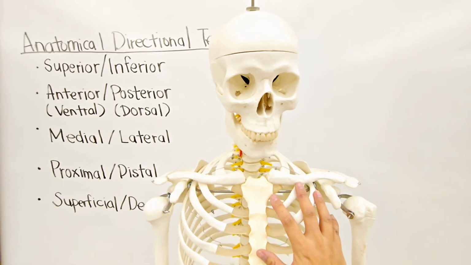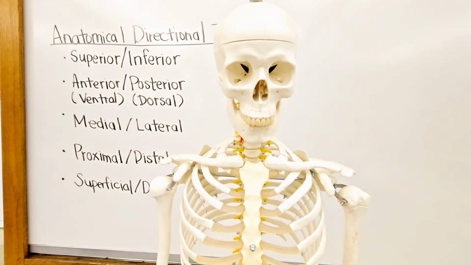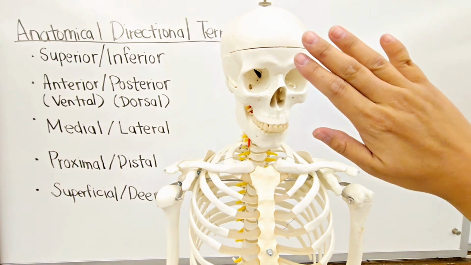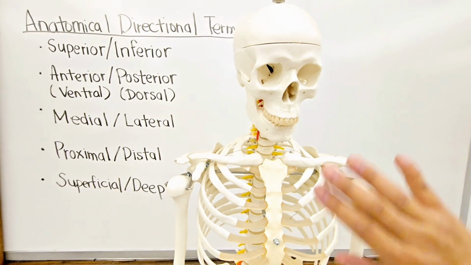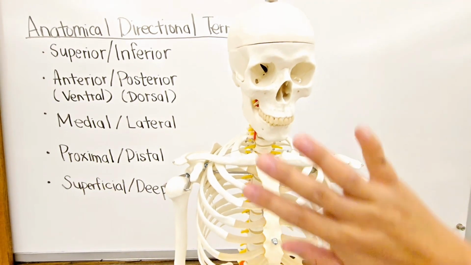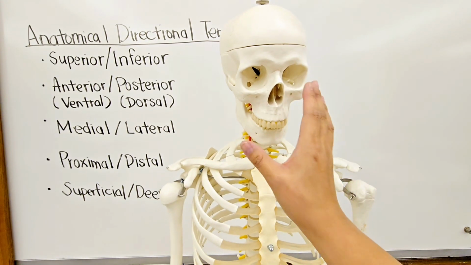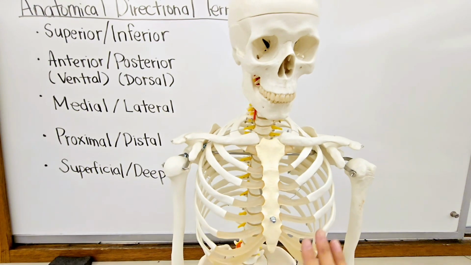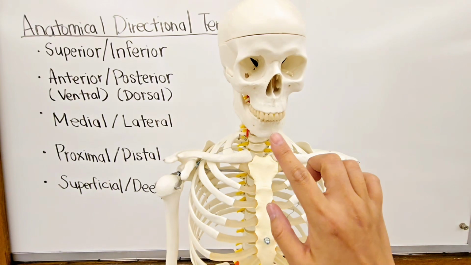I will be using this skeleton to relate different body parts to each other using these terms. So, an easy way to use superior and inferior is on top and bottom, okay? Top and bottom, not meaning layer top and bottom, because that's for the other term. Superior and inferior is talking about top and bottom, like that. So for example, we can say the skull is superior to the sternum or the ribs. Or you can say the ribs is inferior to the skull, okay?